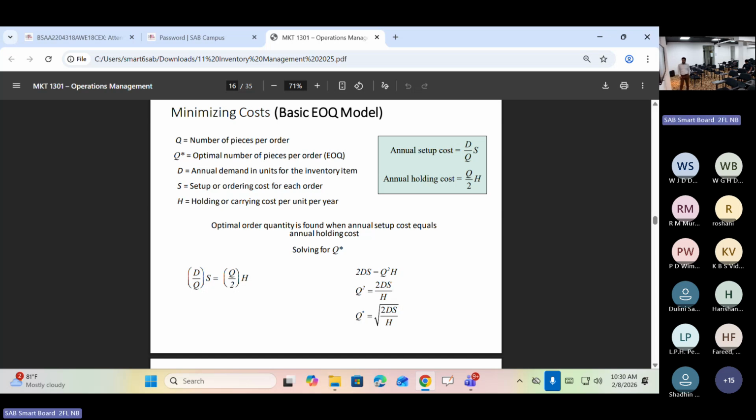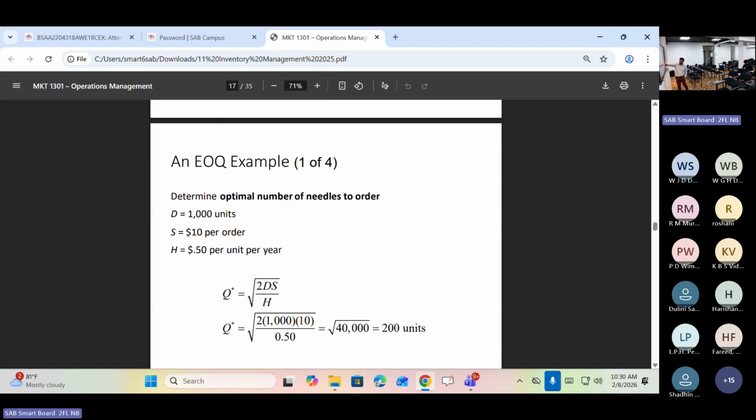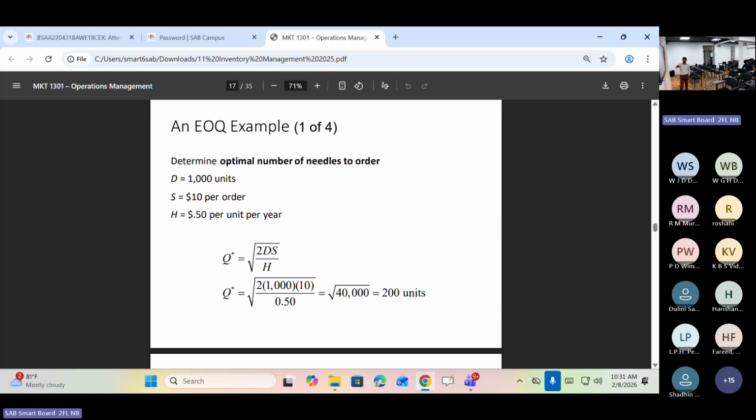So Q equals economic order quantity. Capital D is annual demand. Capital S is ordering cost or setup cost, divided by H, the carrying cost or holding cost per unit per year. If you are provided such details, you should be able to calculate the EOQ equation and identify some simple details like this.